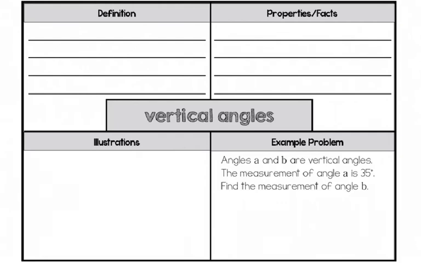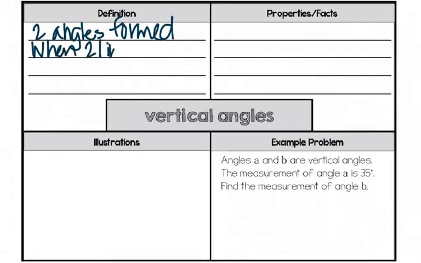So vertical angles are two angles formed when two lines intersect, and this is the main thing we talked about yesterday, and they are opposite each other.